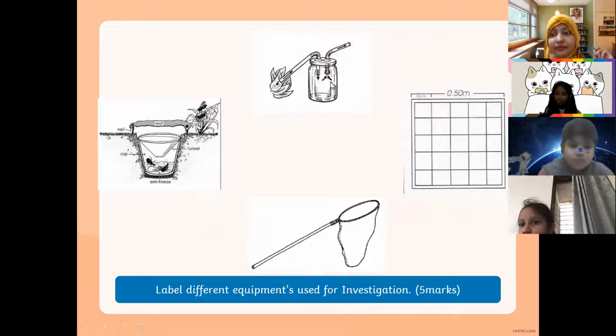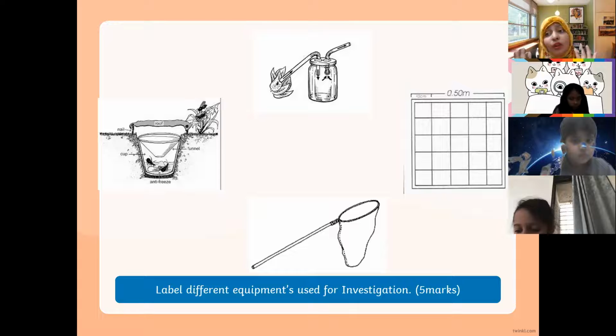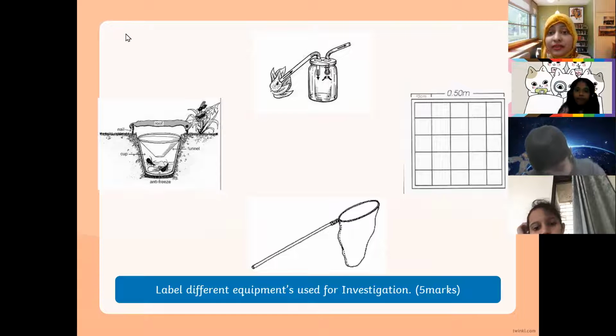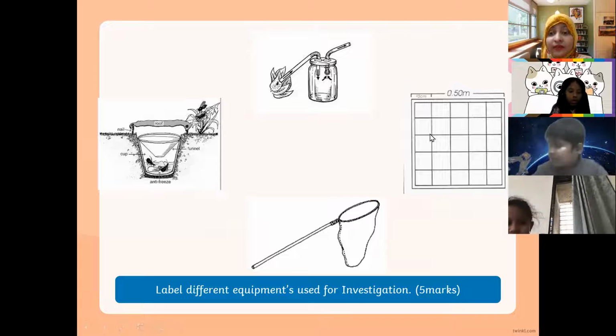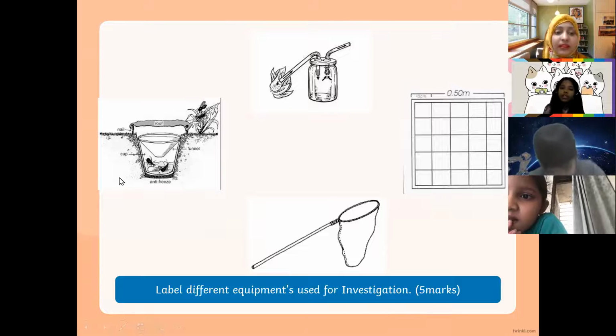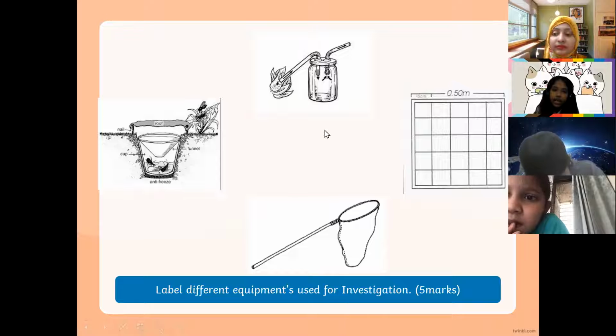Ma'am, if we don't answer, what do we have to do? I'm going to leave. No, Umar, it is very easy. You should not leave. There are only four to five equipments, and I have given them to you all. Just think which is the first one. Can you complete the first and second? Ma'am, this is so easy. Ma'am, the second question.